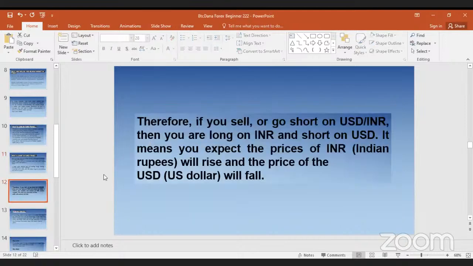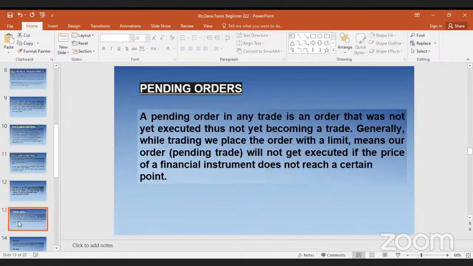So moving on, we have the pending order. I'm going to introduce you to the practical part of the pending order in the later section, which is the afternoon section. But let me just make a simple explanation for you here.